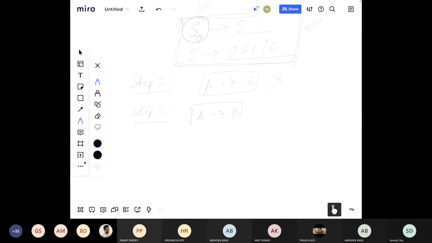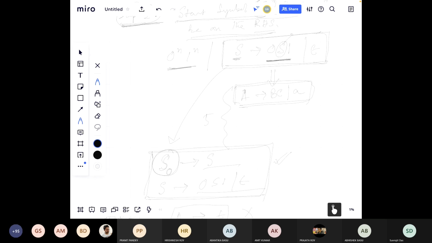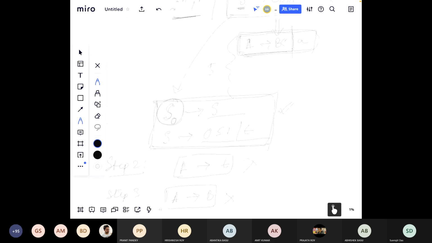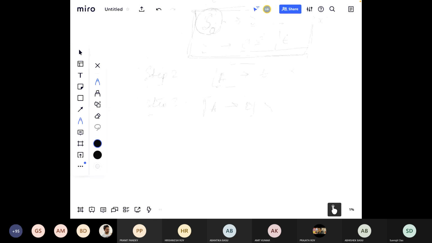These are unit productions, A goes to B. No, you cannot have rules like A goes to B. You can only have rules like A goes to AB, right? You can only have rules like A goes to BC. So you have to take care of that. A goes to B, this type of unit productions should be taken care of. This type of epsilon rules should be taken care of.